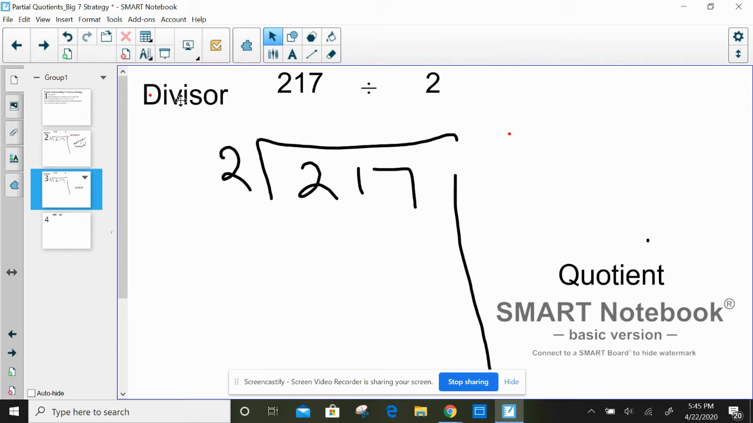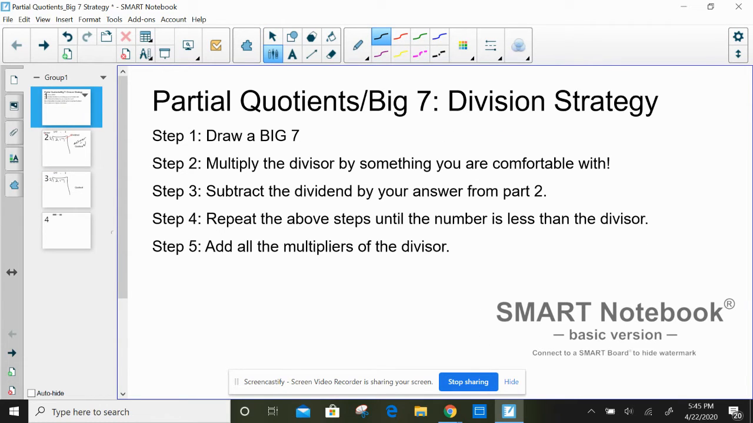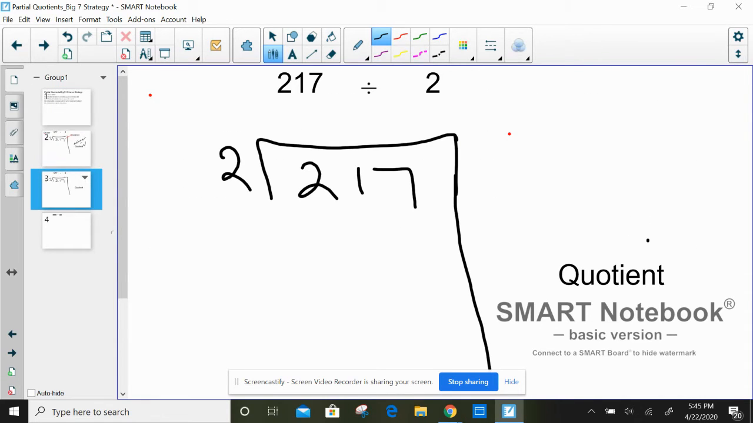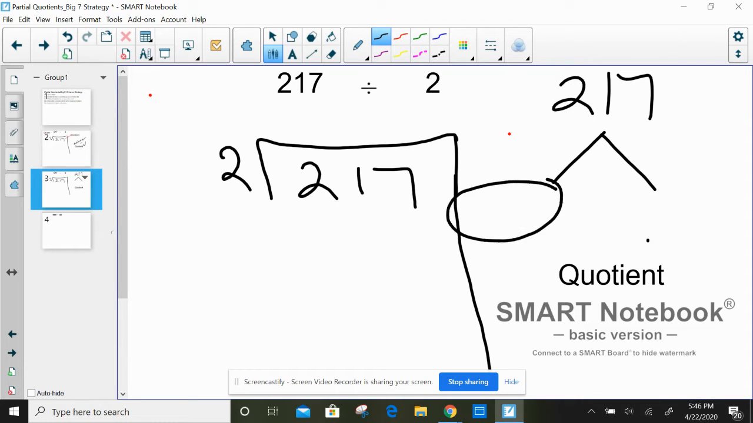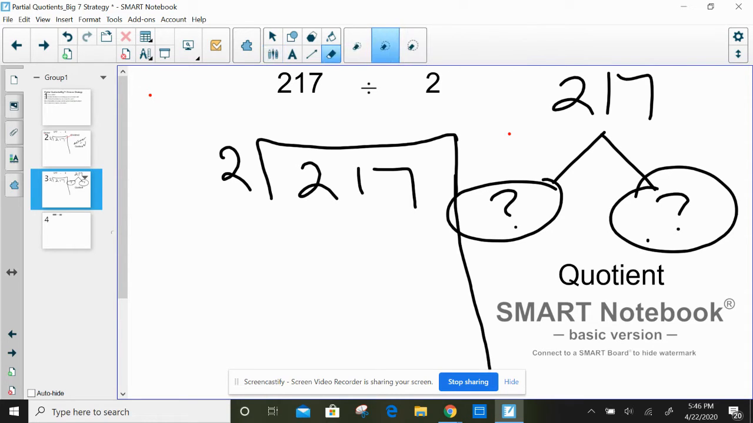We drew our Big 7. We're going to multiply our divisor by something we're comfortable with, okay? So we're dividing 217 into 2 groups. Basically what we're saying is if we were to take this number 217 and divide it into 2 different groups, how much would be inside each of those groups? That's all that this means, okay? Let's say we had 217 cookies, and we're dividing between myself and you, whoever you are watching right now. We want to know how many cookies we would each get, okay? That's what we're doing here.